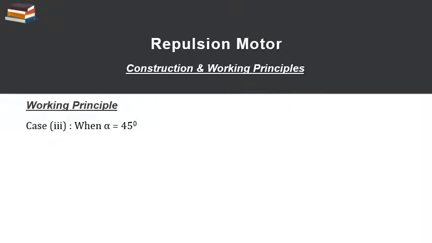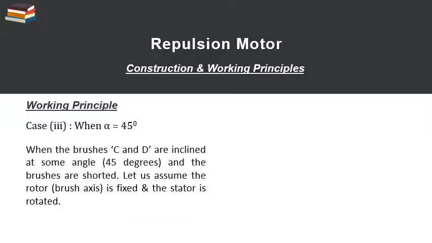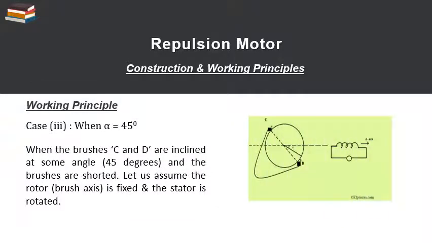Case 3, when alpha is equal to 45 degrees. So this is the diagram when alpha is equal to 45 degrees. When the brushes C and D are inclined at some angle, for example 45 degrees, and the brushes are shorted, let us assume the rotor brush axis is fixed and the stator is rotating. So this is the diagram.